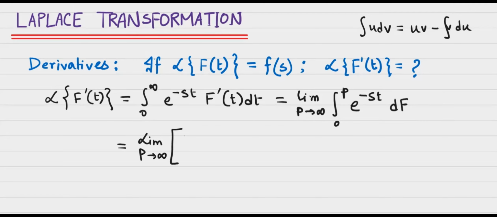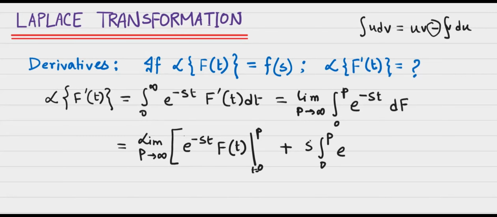We get, first of all, e to the power negative st and then f of t, okay, and of course the limit sits from 0 to p. Well, 0 means t equal to 0, so let me write that. And then I have v du. Well, u is e to the power negative st. So what happens is there is a negative sign, like here, but there's also a negative sign from negative s. So two negative signs make it positive, and then we have s times the integration from 0 to p of e to the power negative st f of t dt.